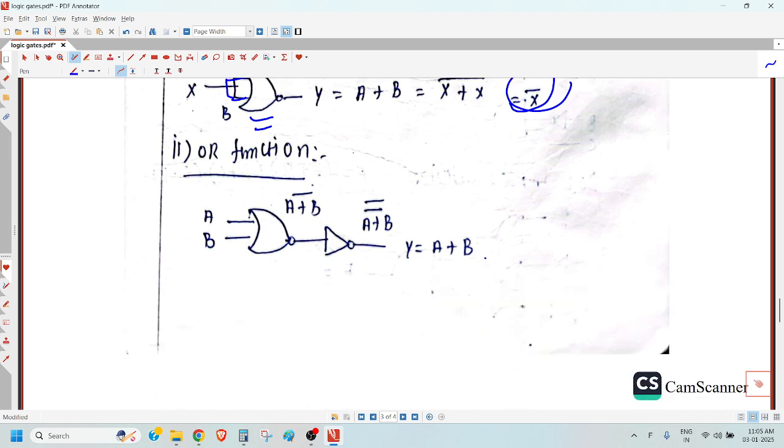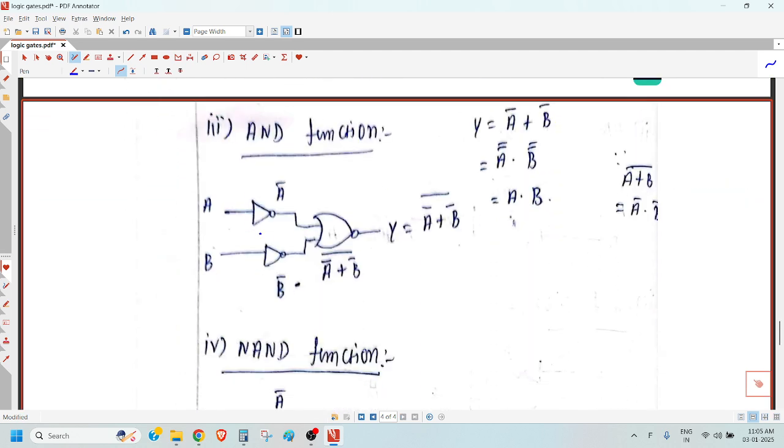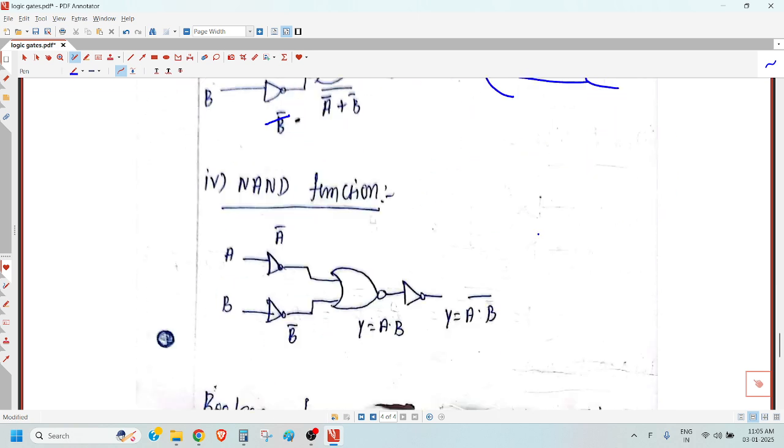Then afterwards the OR function A, B, then (A plus B) whole bar, and then again (A plus B) whole bar, you are getting A plus B. Then afterwards the AND gate, one NOT gate you are using, then NOR gate, Y is equal to (A bar plus B bar) whole bar. I said it's De Morgan's law: A bar bar into B bar bar. So bar bar will get cancelled, A into B you will get. So the same thing we have applied for the AND function.